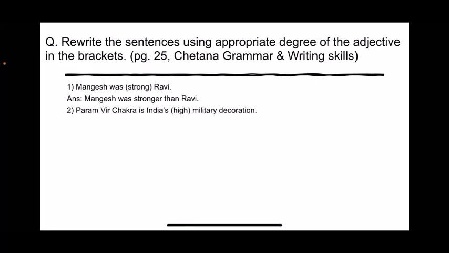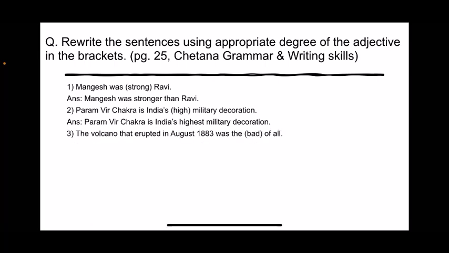Paramveer Chakra is India's high military decoration. Now what do we want to say here? Here we want to say that for Paramveer Chakra, there is no other military decoration which is higher than that. It is the highest one. So high will become highest. You will write the sentence as Paramveer Chakra is India's highest military decoration.